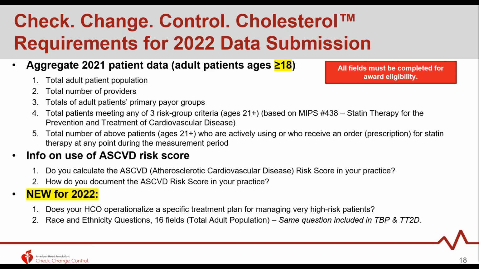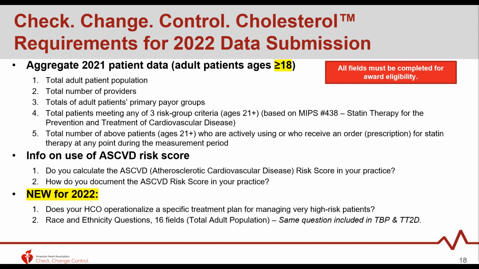We'll also ask for information on your use of the ASCVD risk score. We'll ask you, how is it calculated and how is it documented? There are 2 changes to the program form in 2022. The first is what we'll look at more closely on the next slide, which asks about treatment plans for managing very high-risk patients. The second is that we will be adding that race and ethnicity question both Beth and I talked about earlier.